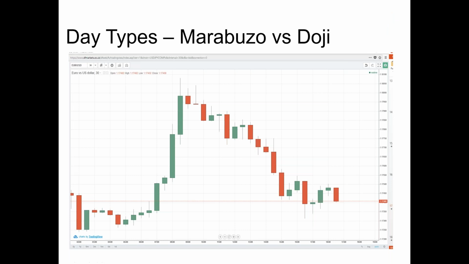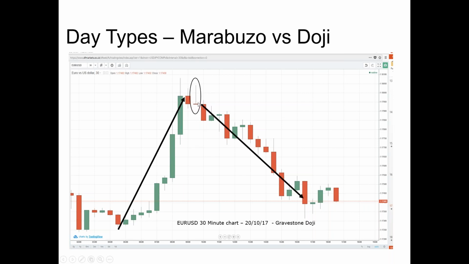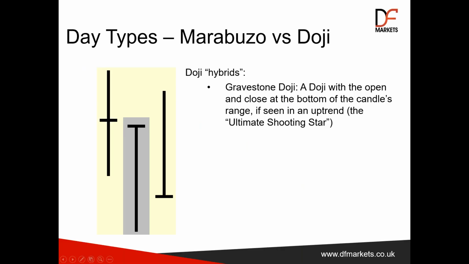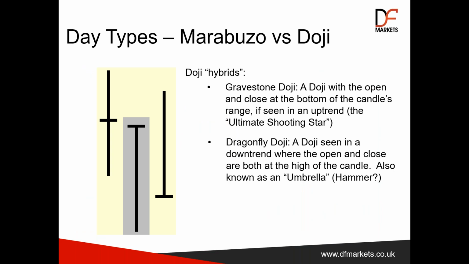And we saw one of these just a few days back, on Monday I think it was. That's a 30-minute chart for the euro against the US dollar, and we started Monday with a very strong move higher. And then we posted a gravestone doji, and that was the high on that day. We gave it all the way back again. So that's the sort of thing we want to be looking out for.